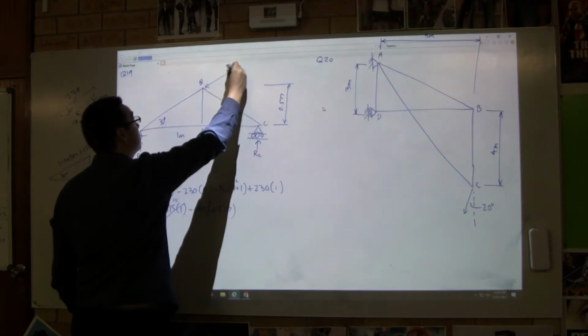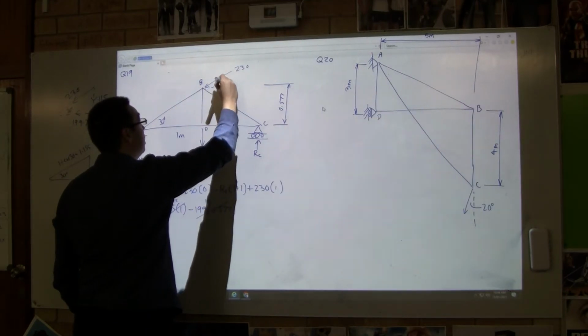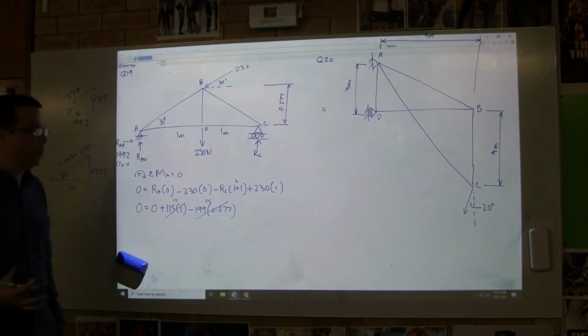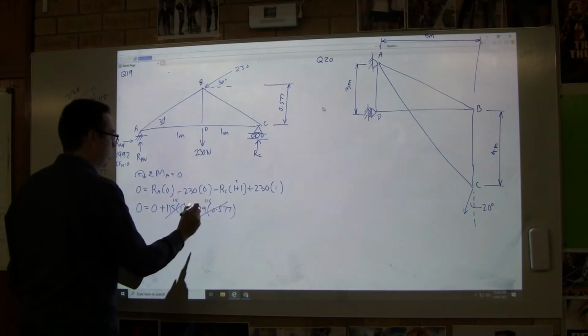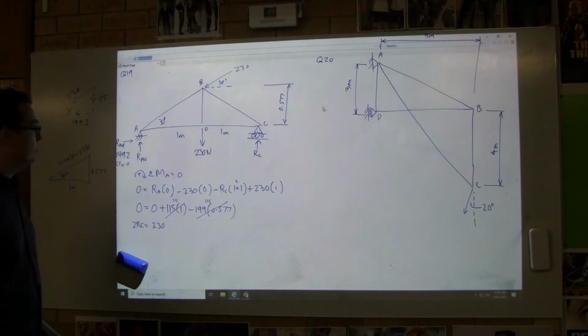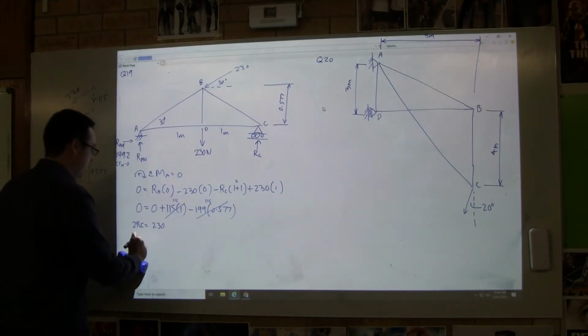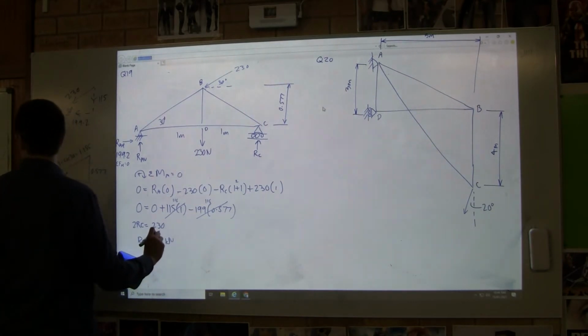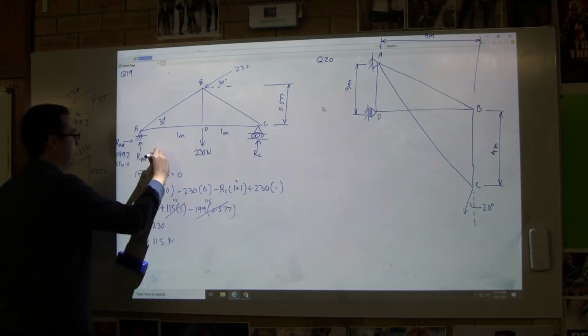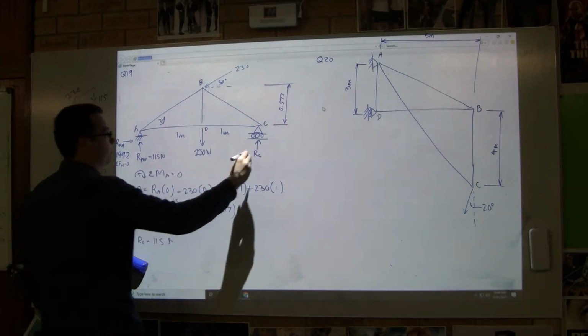So it's the same as if we took 230. That's it, because 230 has got no perpendicular distance. It's the same effect. So what our answer is going to be is we're going to get 2RC equals 230, because no other forces on there. So RC equals 115, which is what we got there. This is all measured in newtons.